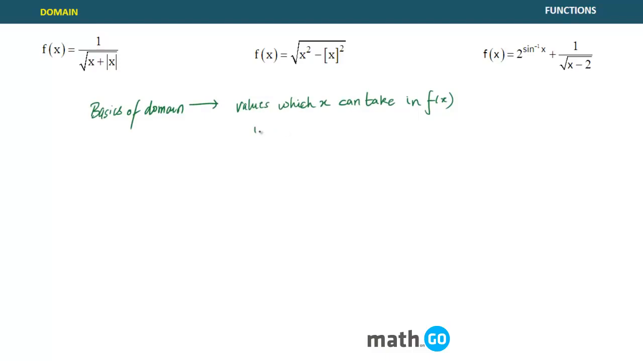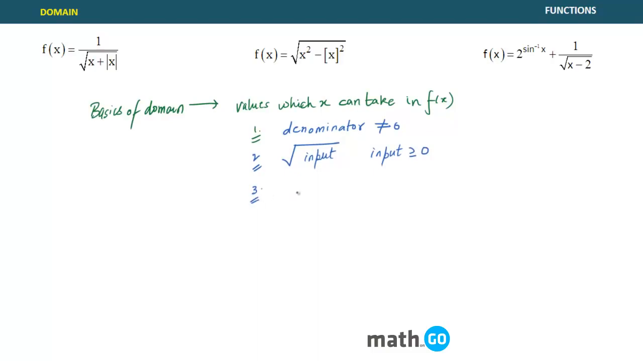So the short trick is that when the domain is asked, if there is a denominator, then the denominator should not be equal to 0. This is the first rule of mathematics. So you have to find those values of x where the denominator becomes 0. Second problem will arrive in under root. If there is something under root, then this input under the root should always be greater than or equal to 0.